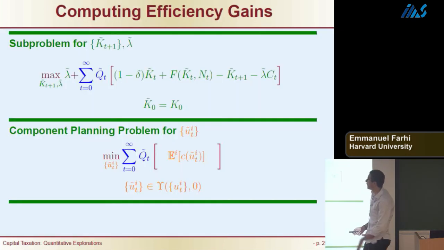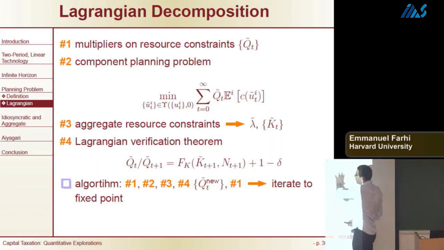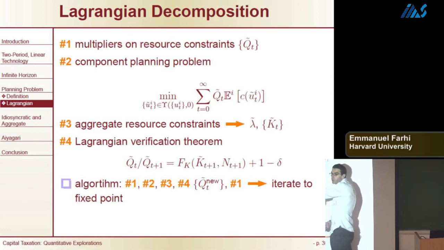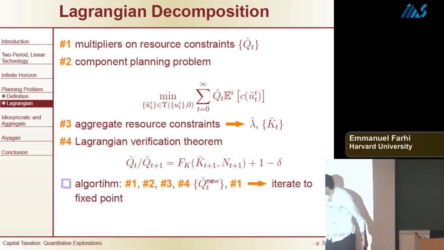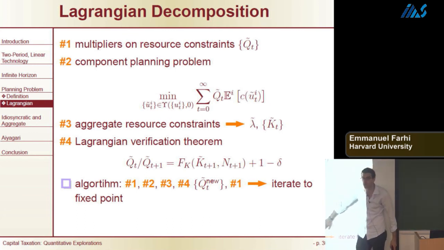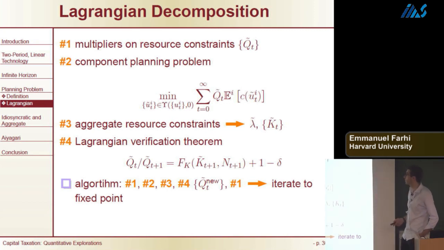So basically the algorithm is as follows. You start with some Q tildes. You get a component planning problem for a given type. And this component planning problem is going to have a recursive representation that has a low dimensional state space. So it's something that we're going to be able to study even numerically. Then from the aggregate resource constraint, you have the perturbed allocation now, and you can build lambda tilde and k tilde. Then you can compute a new sequence of q tildes, because the q tildes have to be related to the marginal product of capital. And you iterate until you find the fixed point. So that's our algorithm for solving the problem.